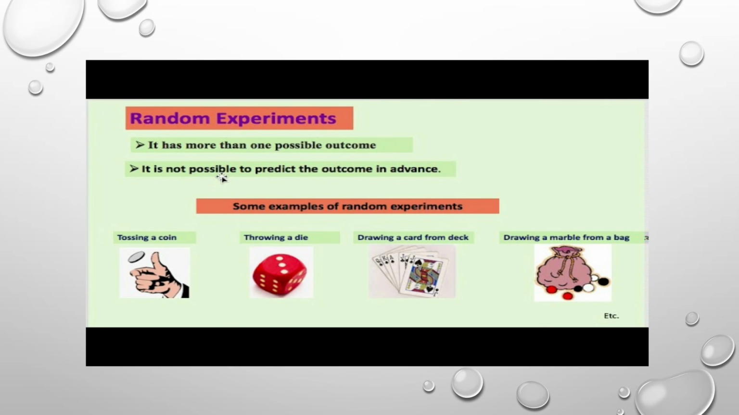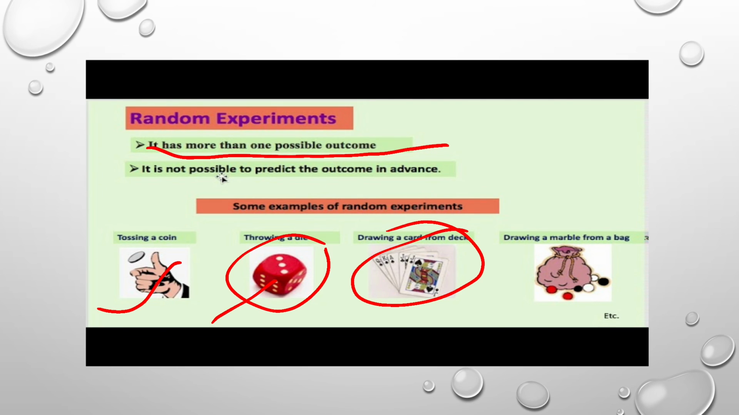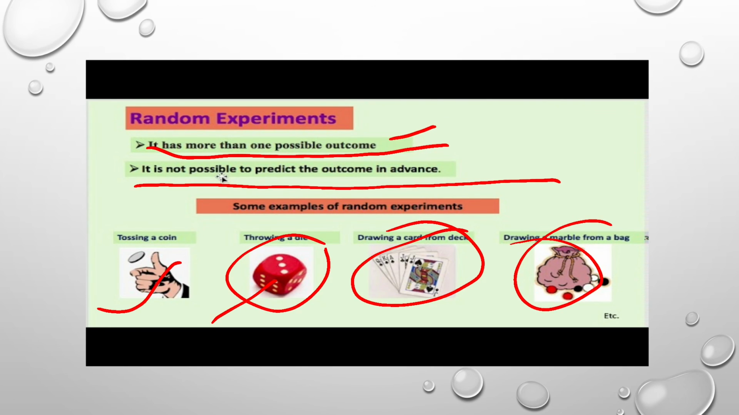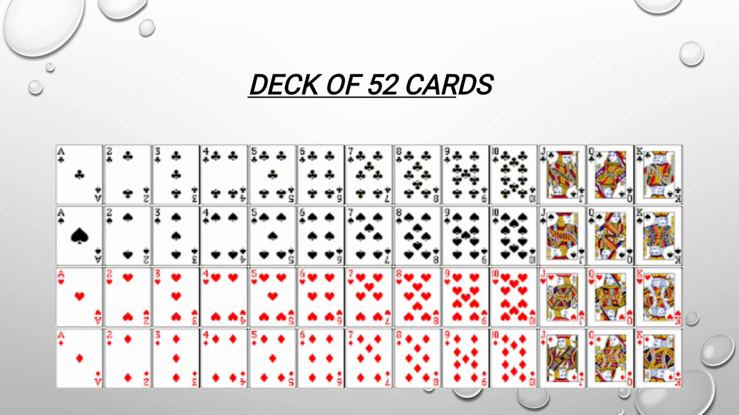Again, let's have a look at the random experiment. It has more than one possible outcome, as I already discussed. In case of a coin we have two possible outcomes, head or tail. In case of a die, we have 6 possible outcomes. In case of a deck of 52 cards, we have different possible outcomes. The same is true for a bag consisting of marbles of different colors. So it has more than one possible outcome, and it is not possible to predict the outcome in advance. These kinds of experiments are known as random experiments.